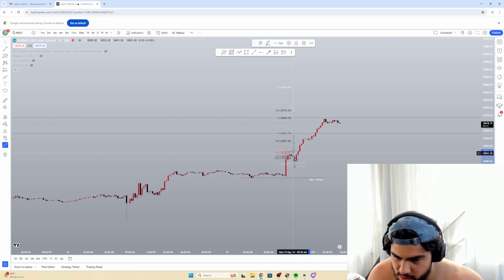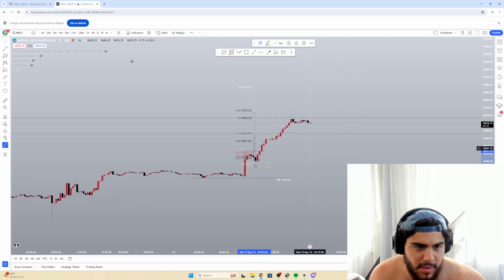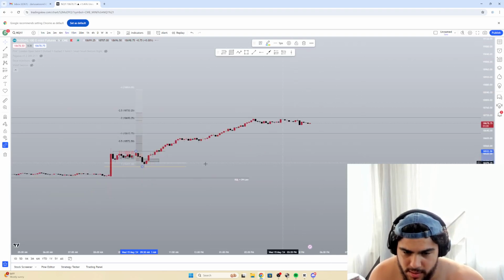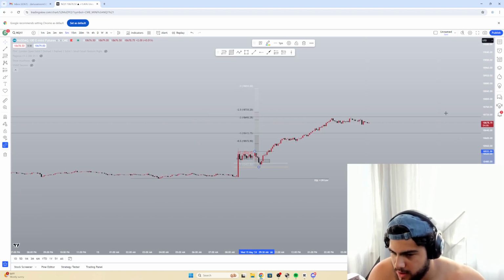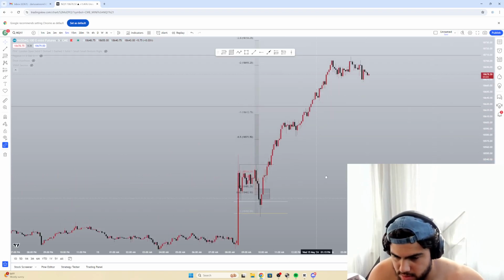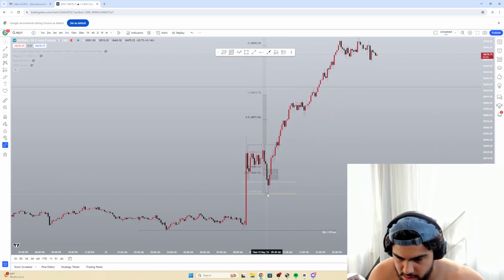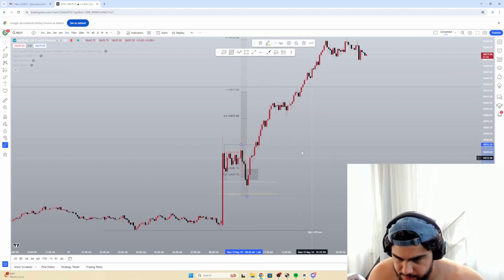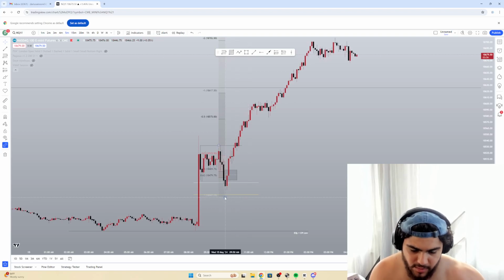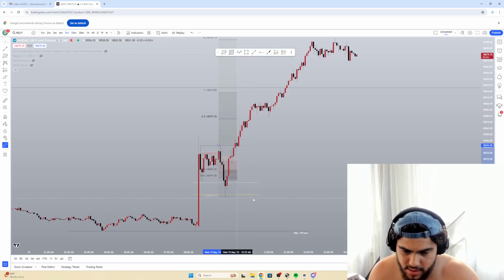So these are the down closed candles. Actually, it's probably going to be more accurate to find it on lower time frames. But yeah, so that's your manipulation leg, and you can just use these levels as targets.